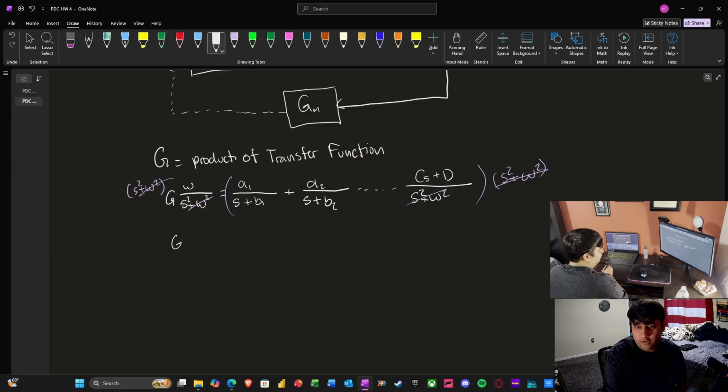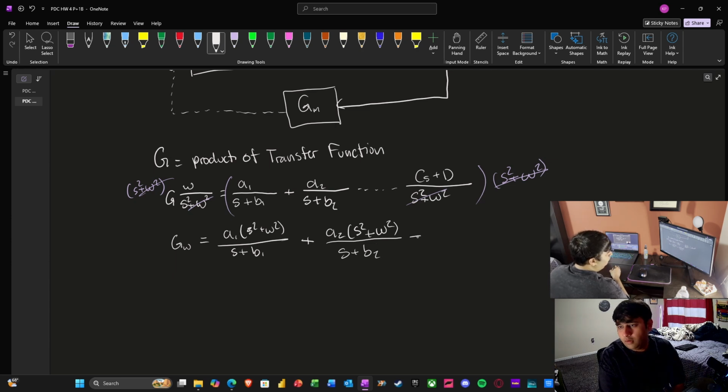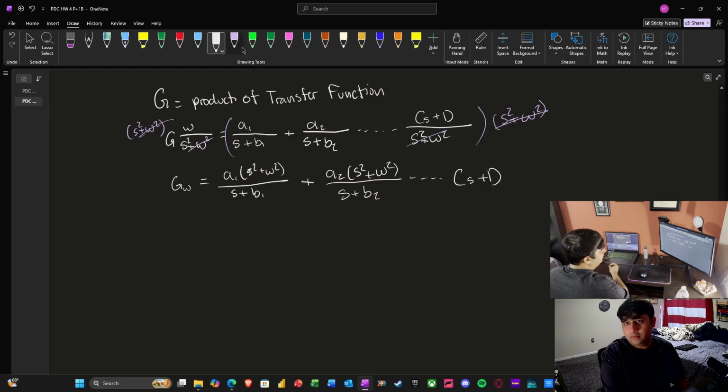and then we're going to be left with G(s) equals A1 times (s² + ω²) over s + B1, plus A2 times (s² + ω²) over s + B2, and then Cs + D. And because these components will be 0, we can just cross them out.